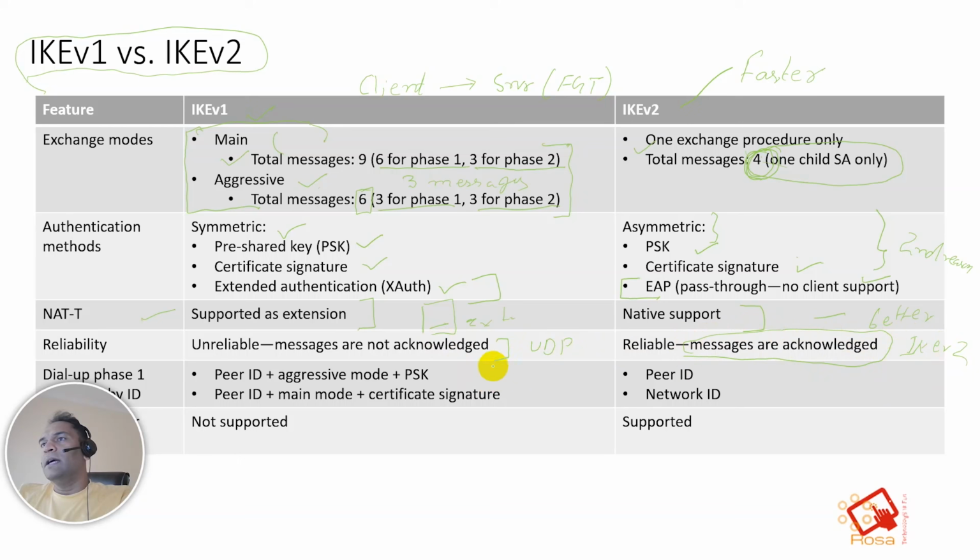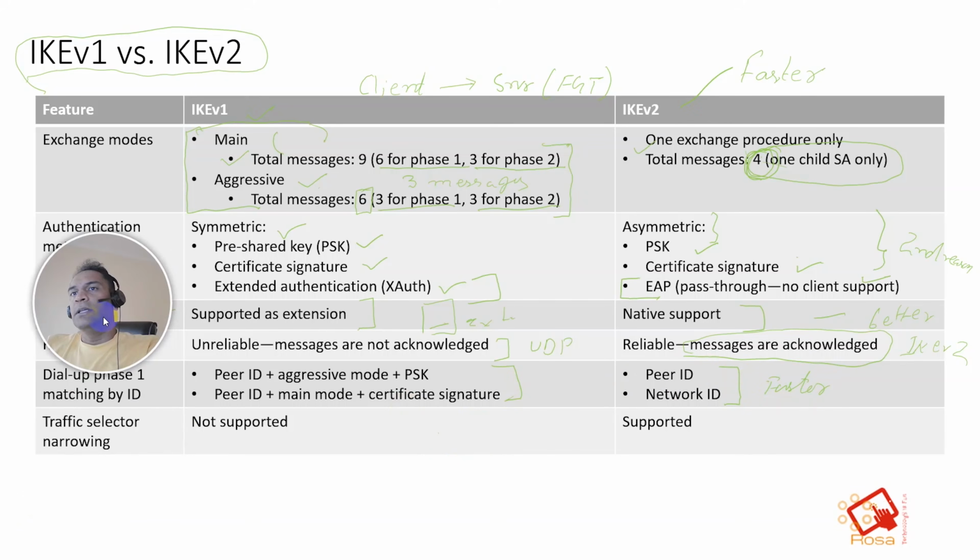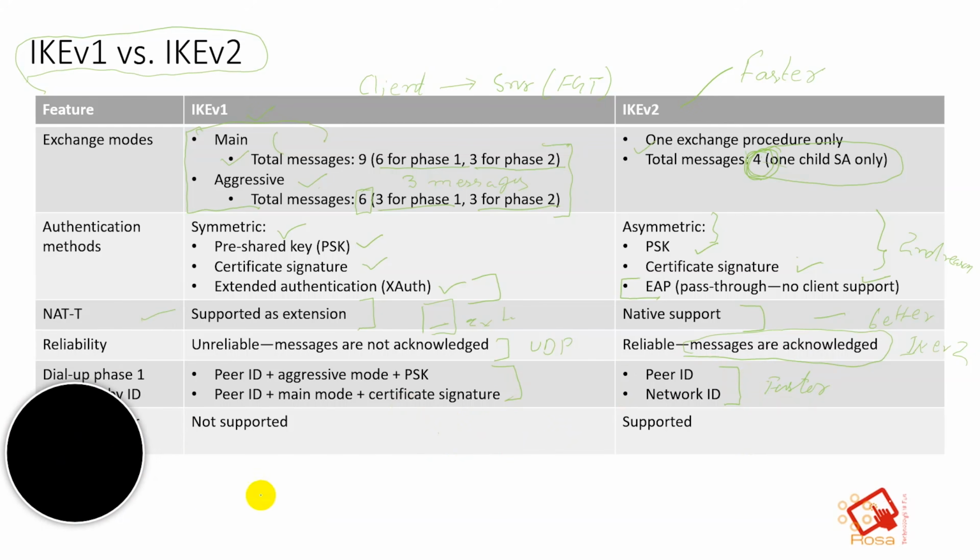Then in the dial-up we have peer ID plus aggressive mode plus PSK. Here it's peer ID and network ID. So this again makes it faster because of the type of authentication. And the last one is, of course, traffic selector narrowing. So here it's not supported, and under IKE V2 it's supported. So these are the main differences between IKE V1 and IKE V2.